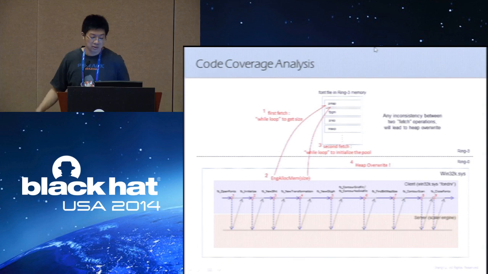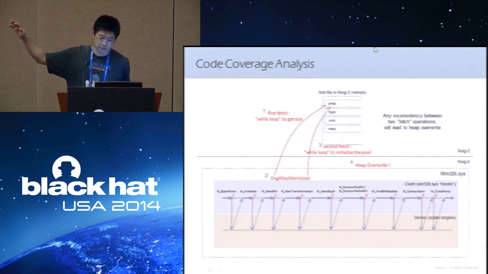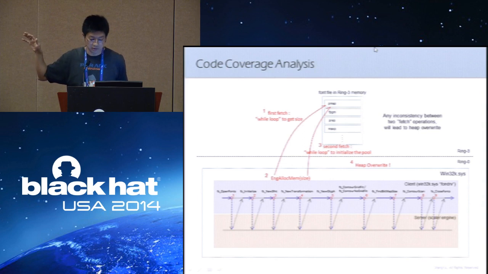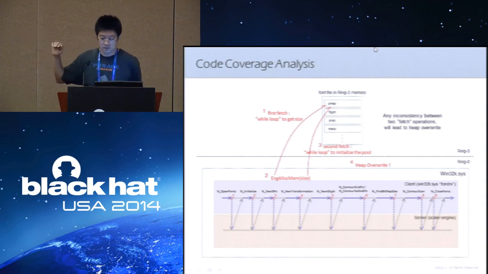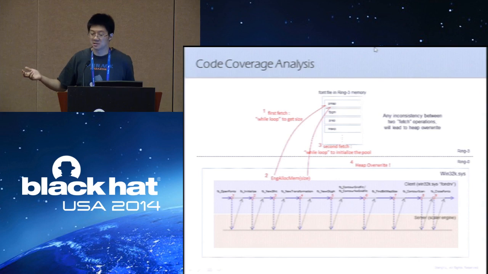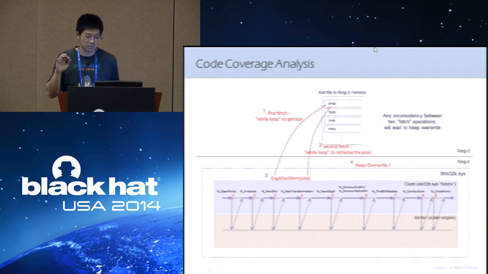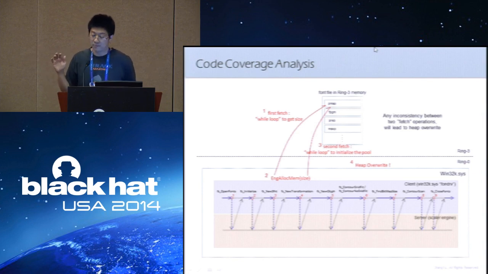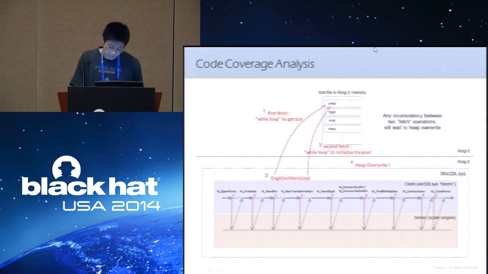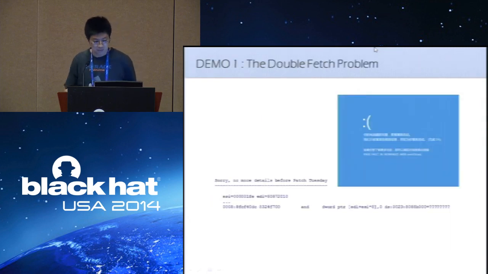As in this picture, the first fetch gets the size, and then the kernel or the engine allocates that size from the kernel heap. Then the second fetch recomputes the size again and initializes the kernel pool. But if there is any inconsistency between the first fetch and the second fetch, it will lead to a heap overflow. Okay, we will skip this demo because it's quite simple.